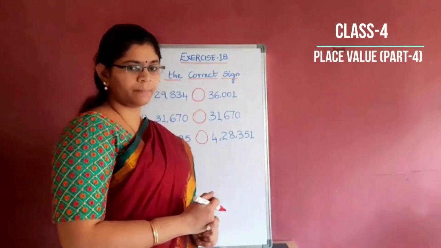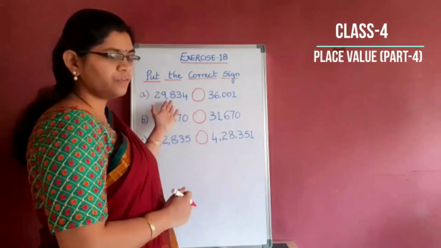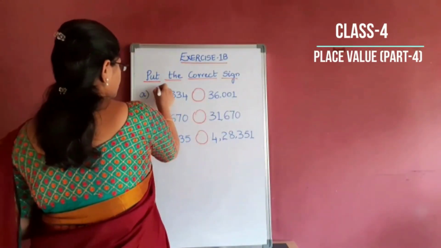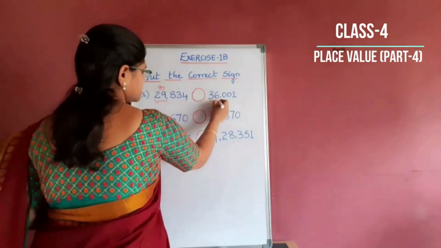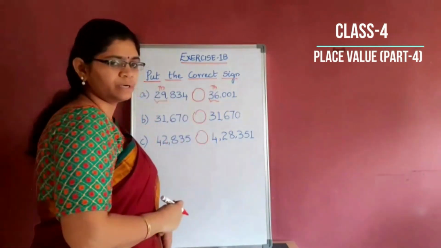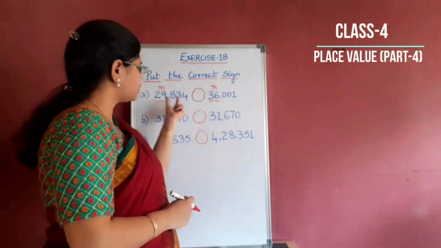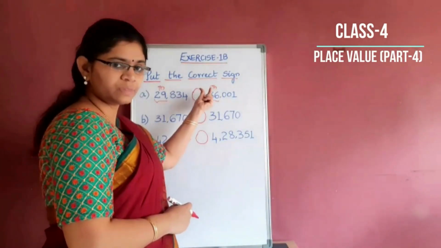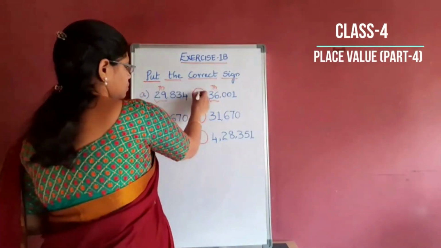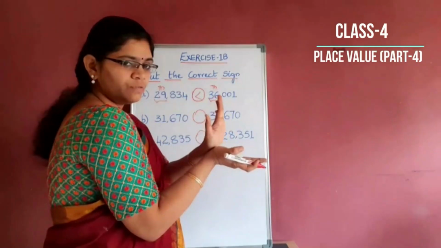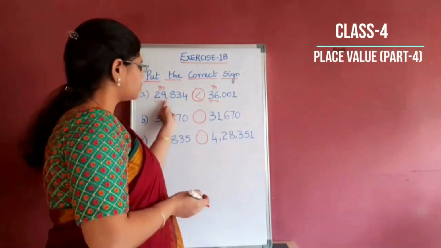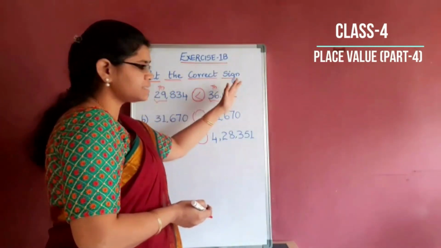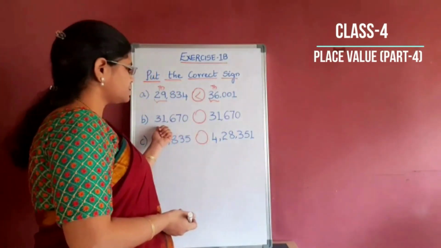Now let us see how to compare the numbers. For that, first we compare the highest period. Here 29 is in the thousands period. Here 36 is also in the thousands period. Which is more, 29,000 or 36,000? 36,000 is more. So the greater number is the one with the greater period. So 29,834 is less than 36,001. Okay, now let us see the next one.